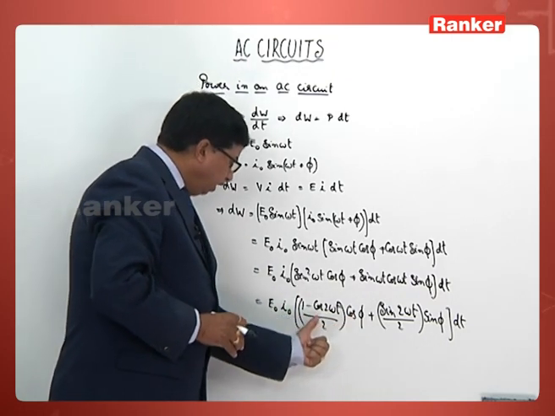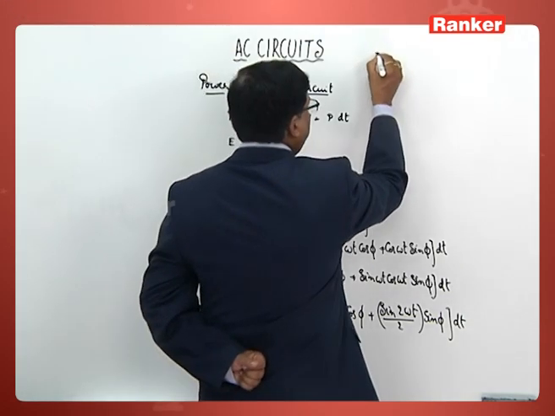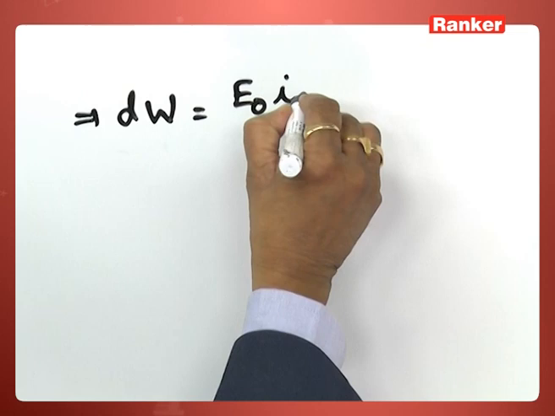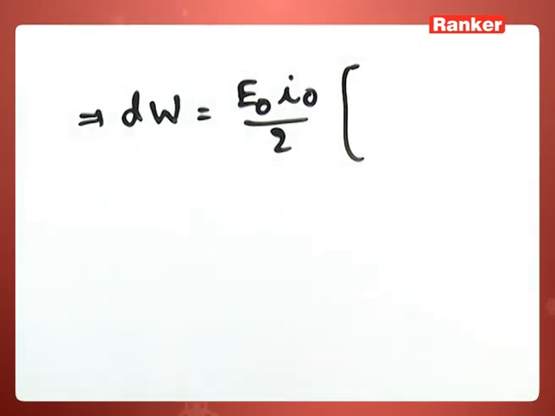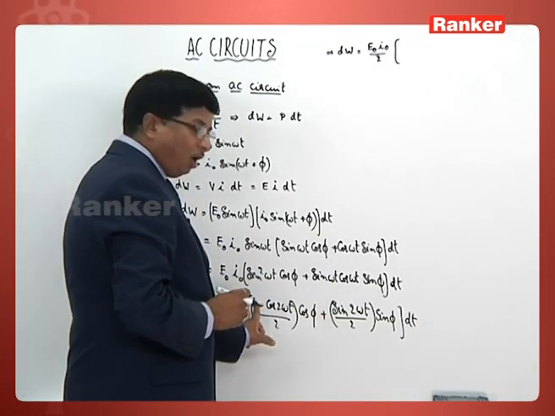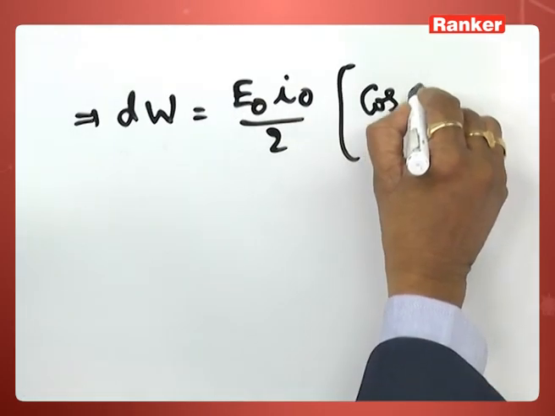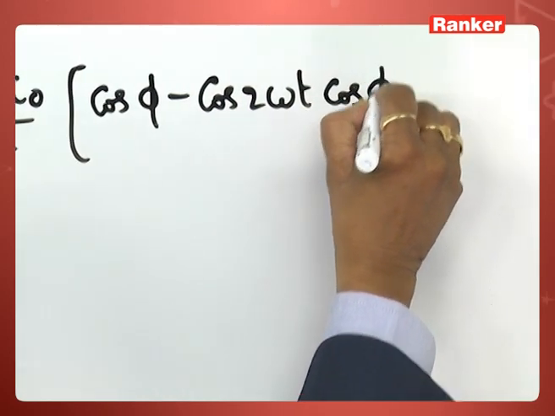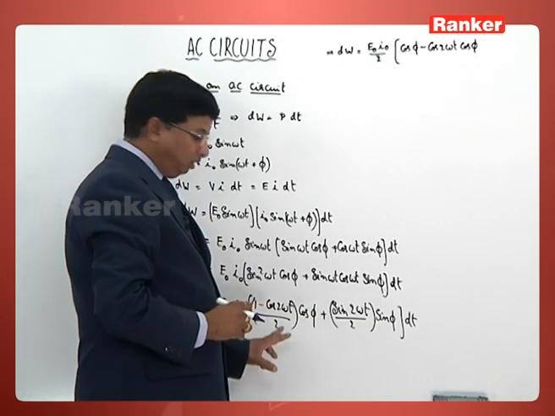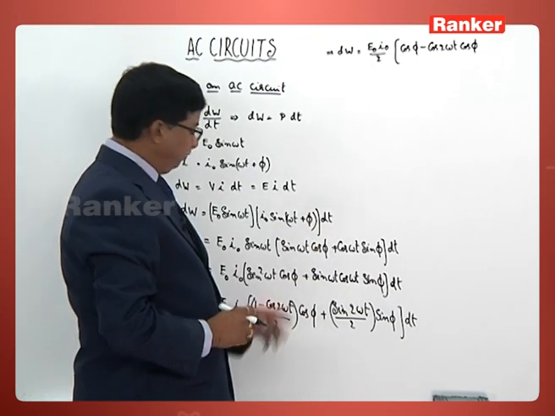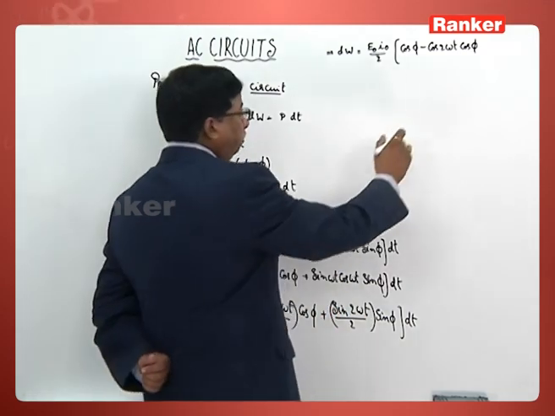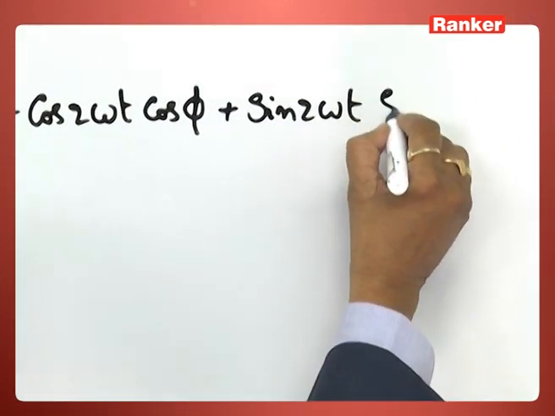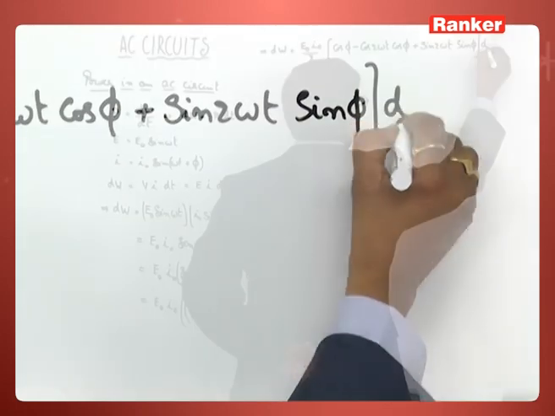Now multiplying with cos phi, what can we expect? dW is equal to E naught I naught by 2, I can take that one common, into cos phi, minus cos 2 omega t cos phi. Cos phi into 1 minus cos 2 omega t into cos phi, see the second term, plus sin of 2 omega t into sin phi. This into dt.